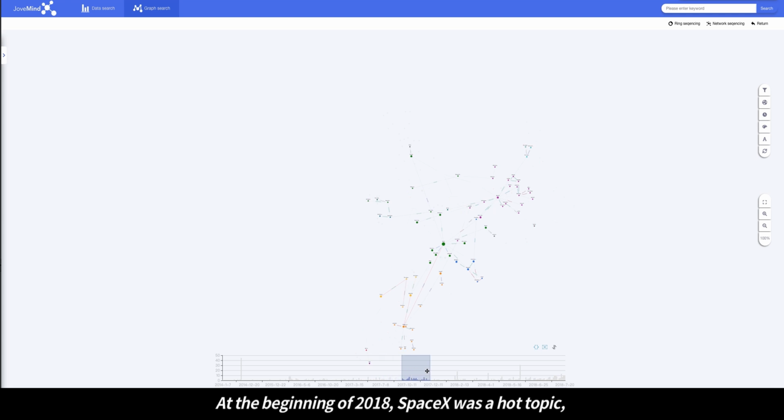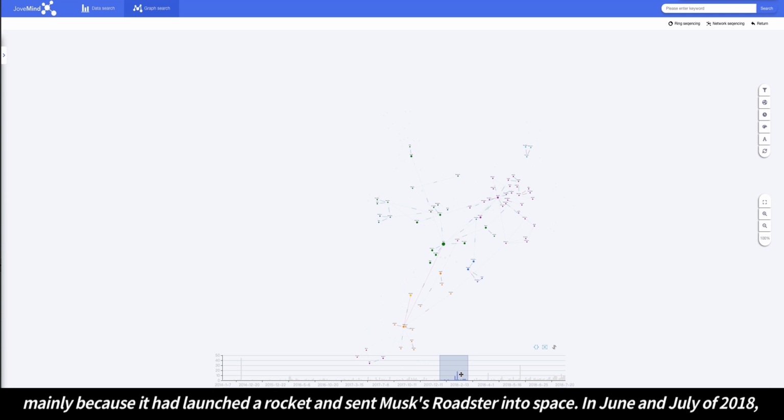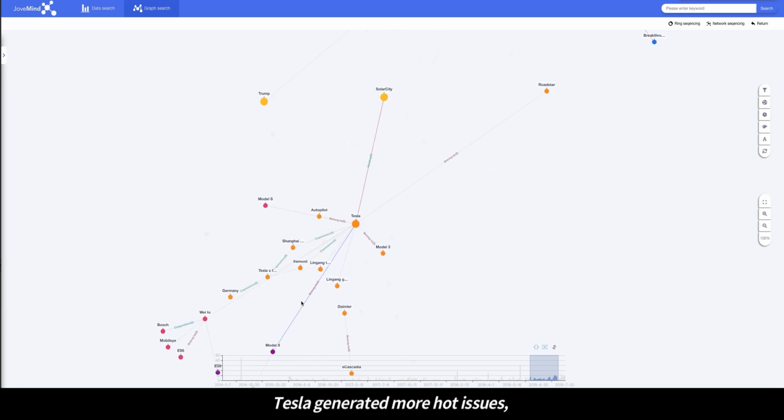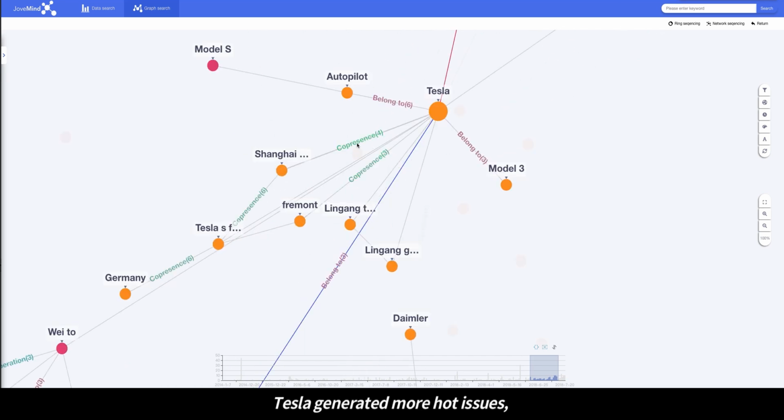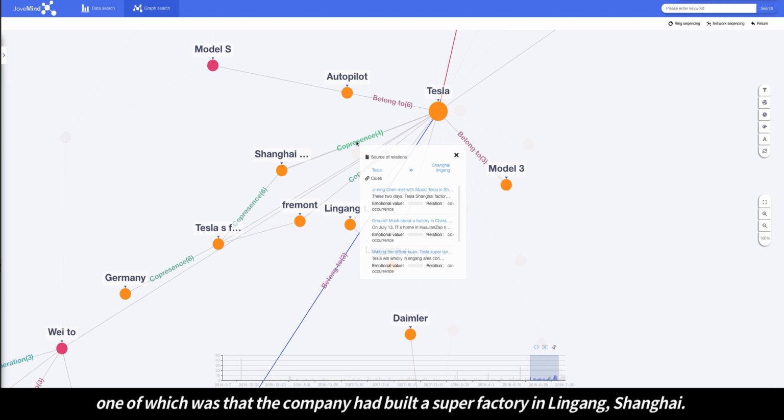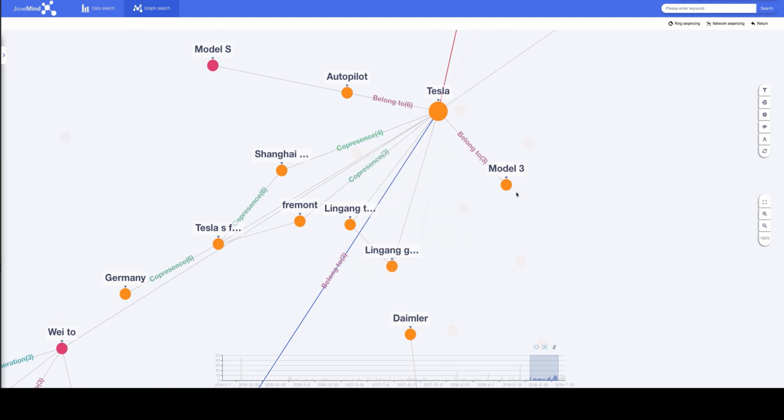At the beginning of 2018, SpaceX was a hot topic, mainly because it had launched a rocket and sent Musk's Roadster into space. In June and July of 2018, Tesla generated more hot issues, one of which was that the company had built a superfactory in Lingang, Shanghai.